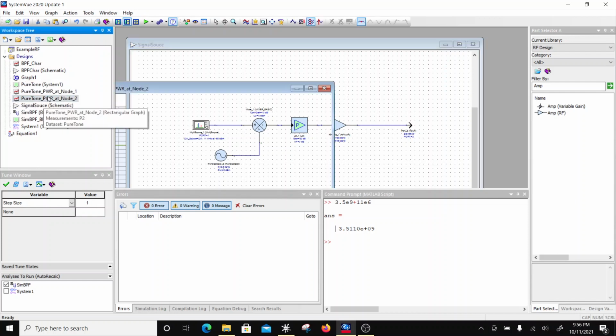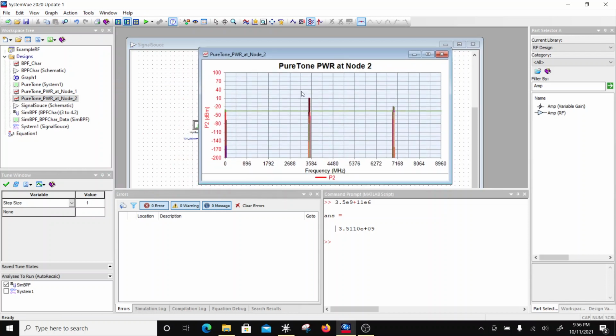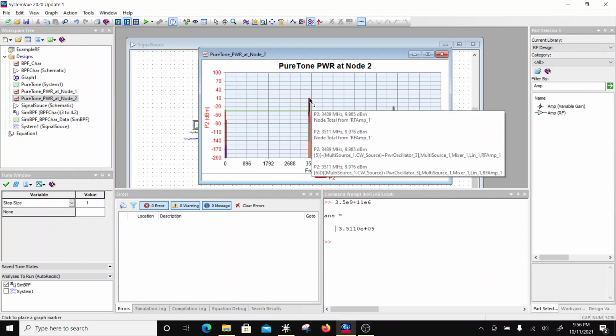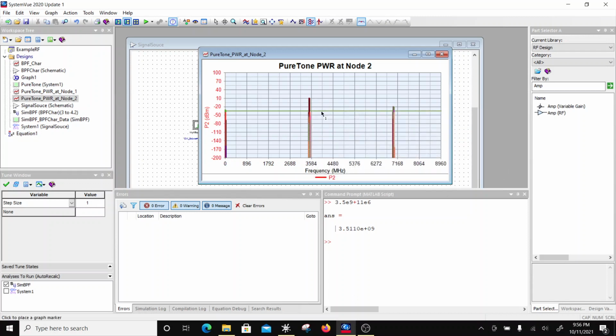So if I look at node 2 again here, you see here this noise is flat here, right? So this is your noise level. So if I have this signal over here which is 10 dBm, the noise over here is minus 35. So this is minus 45 dB below the signal, right?